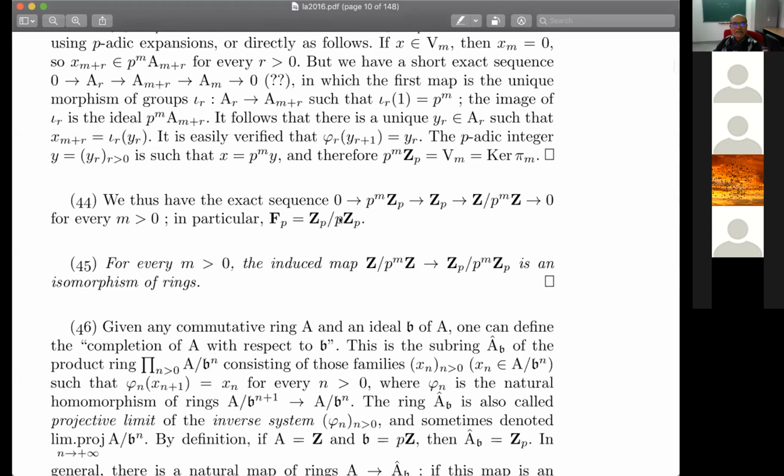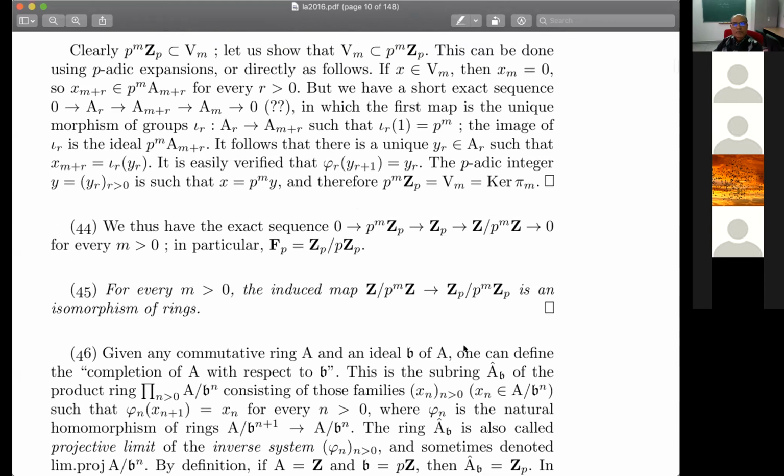So this is summarized in this exact sequence. p^m Z_p, that's the ideal generated by p^m in Z_p, and the quotient has been identified with Z modulo p^m Z. So, in other words, if I go modulo p^m in Z or in Z_p, I get the same thing. I get the same quotient. Okay.